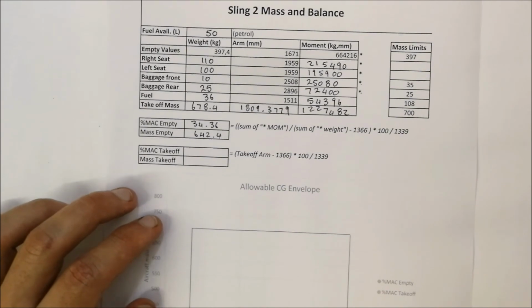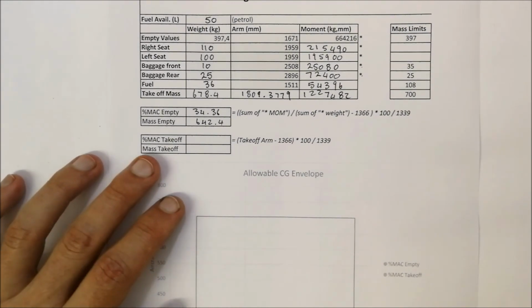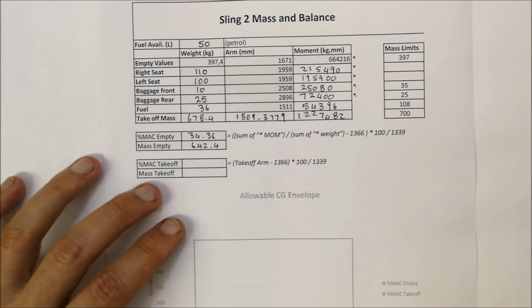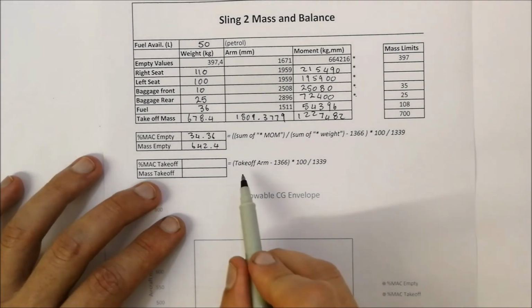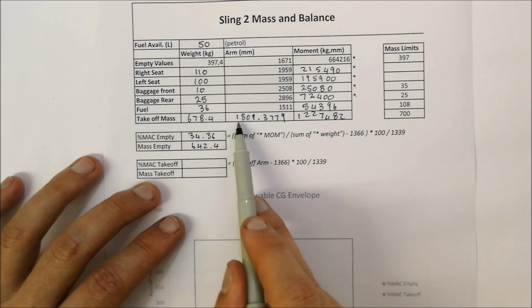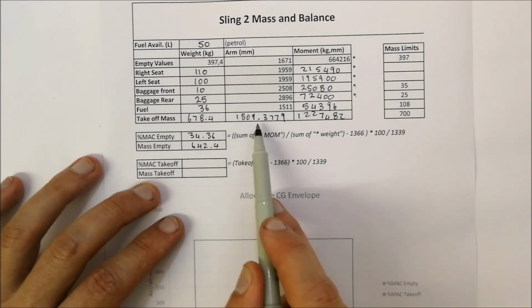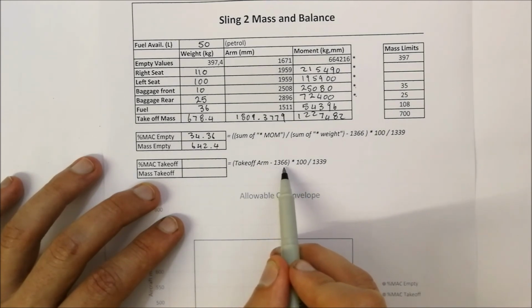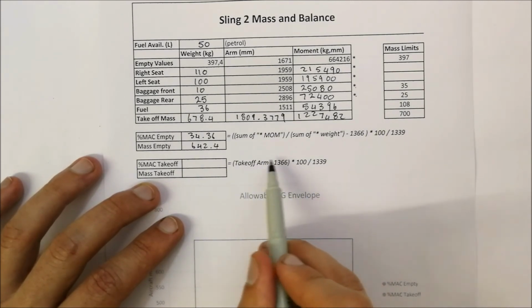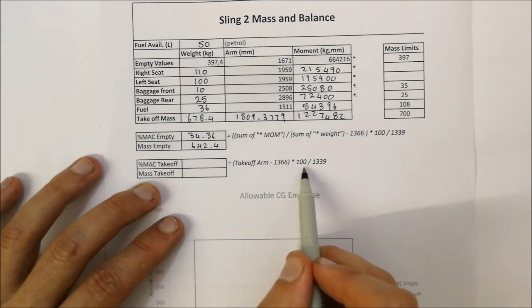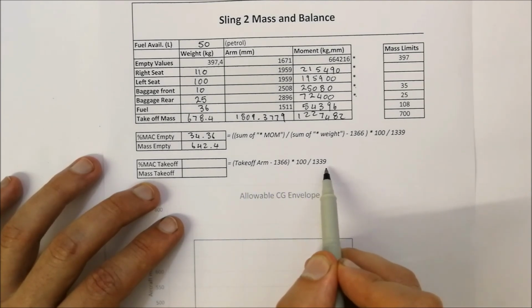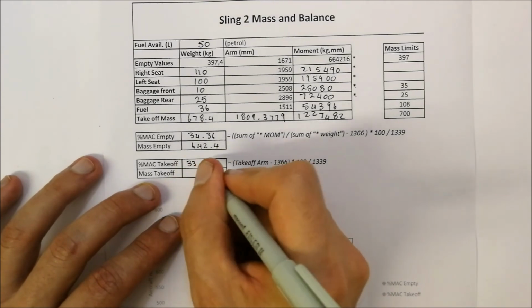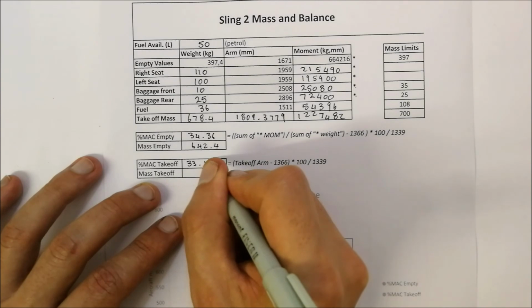Okay, now that we've done that, let's look at the percentage Mach for takeoff. Essentially, we're going to take the takeoff arm, which we've calculated over here as 1809.3779, and subtract 1366. We take the answer for that, multiply by 100 and divide by 1339, and we will get an answer of 33.11.